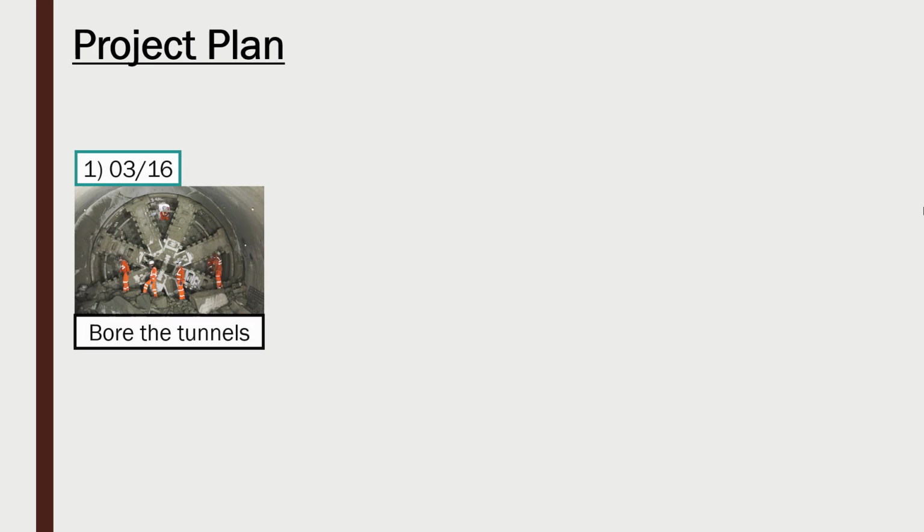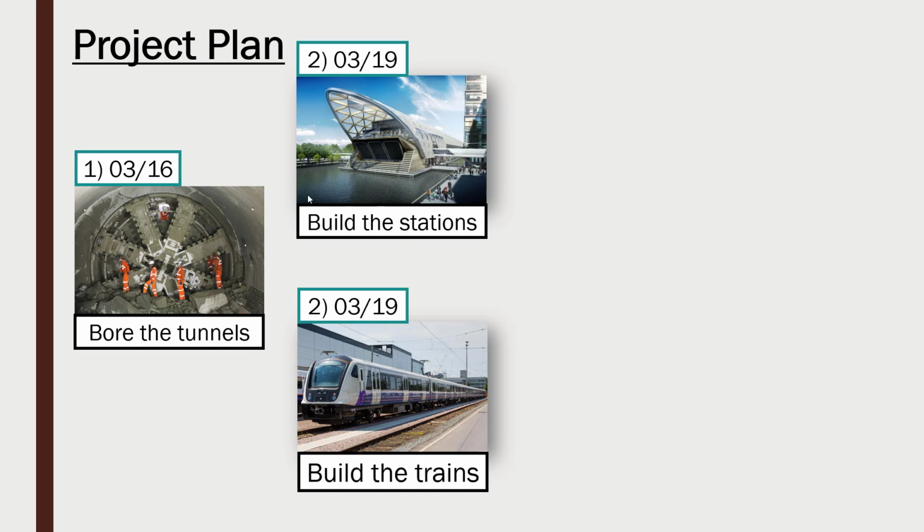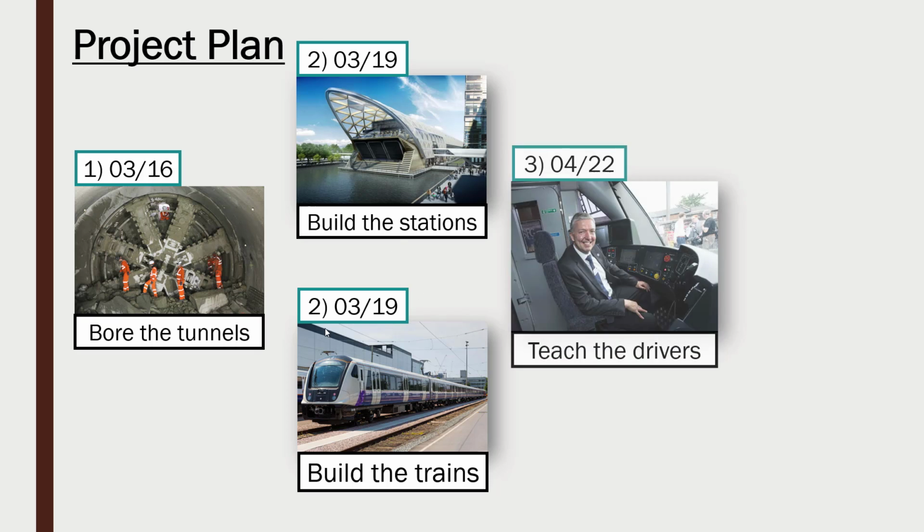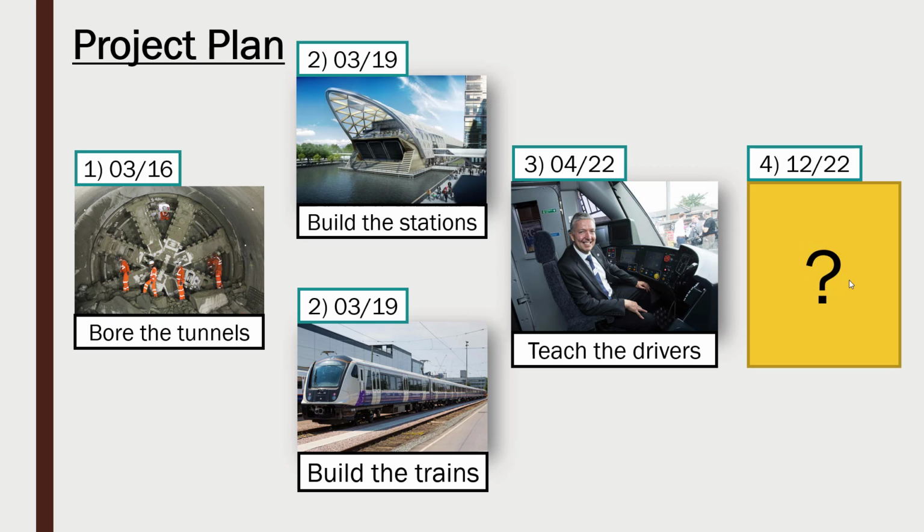So an example project plan might be something like this, and we'll look at in the next video how we might actually display the plan. But here just visually we've got, say, boring the tunnels first. We've then got, let's say these two are done concurrently, as our second task essentially, done in parallel. Then we teach the drivers and we will end with a question mark, which we'll talk about in a second.